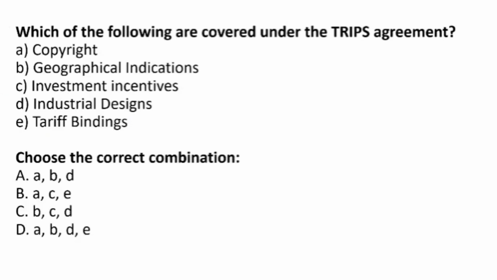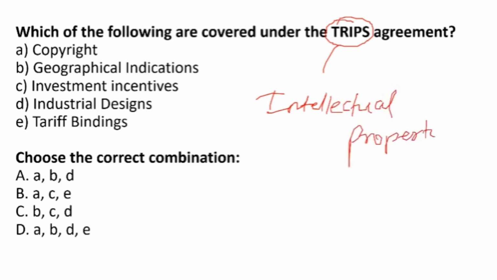Which of the following are covered under the TRIPS agreement? So TRIPS is basically related to intellectual property, correct? Intellectual property protection actually. These are the options, and some are not covered under TRIPS. You need to eliminate those and answer which are covered in the TRIPS agreement. So copyright is there, GI tag, investment incentives, industrial design, tariff binding.